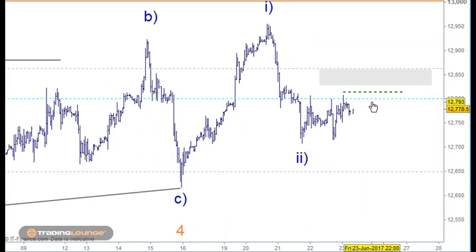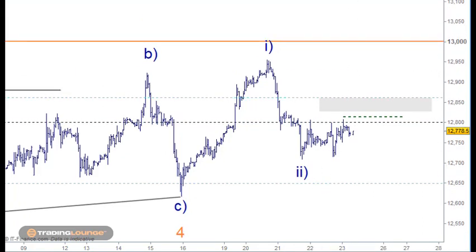But if this 12,800 here develops a support, then trade long. But I wouldn't be able to confirm this move here as an upward move unless we had support on top of the 61.8% mark.